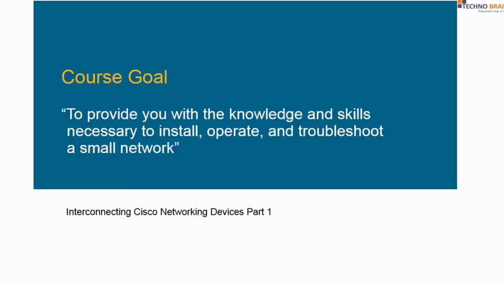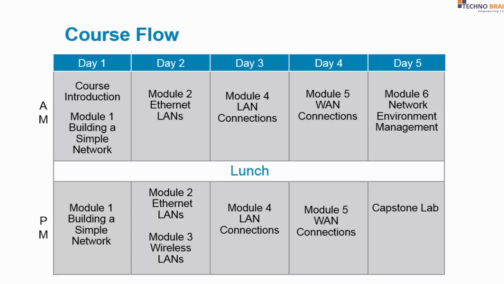Our first aim for this course is to enable you to get the knowledge and skills necessary to install, operate and troubleshoot a small network. We will go through this step by step to ensure that we all get our practical skills, our knowledge and our know-how to be able to troubleshoot and run our networks effectively. Our course is divided into 6 modules, and this is split into 5 days depending on the number of hours you take with us in this session. So I'll be with you all through and ensure that we go through this.